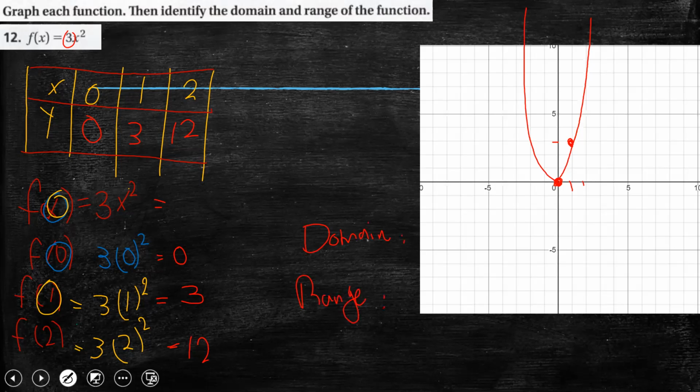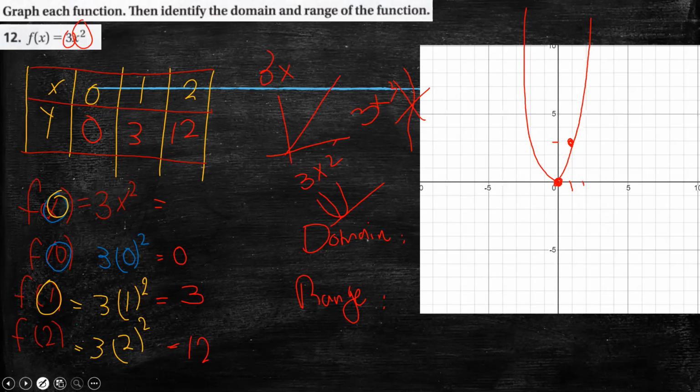Teacher, yes? Teacher, must the graph be linear or straight? No, it's not a straight line. It's U-shaped because it is a quadratic function. Since it's a quadratic, it must be U-shaped. If it is 3x only, it will be linear. But if it's 3x squared, it has a U shape like this. If it's 3x cubic, it will be like this. But later on you will talk about them. So this is only a U shape.